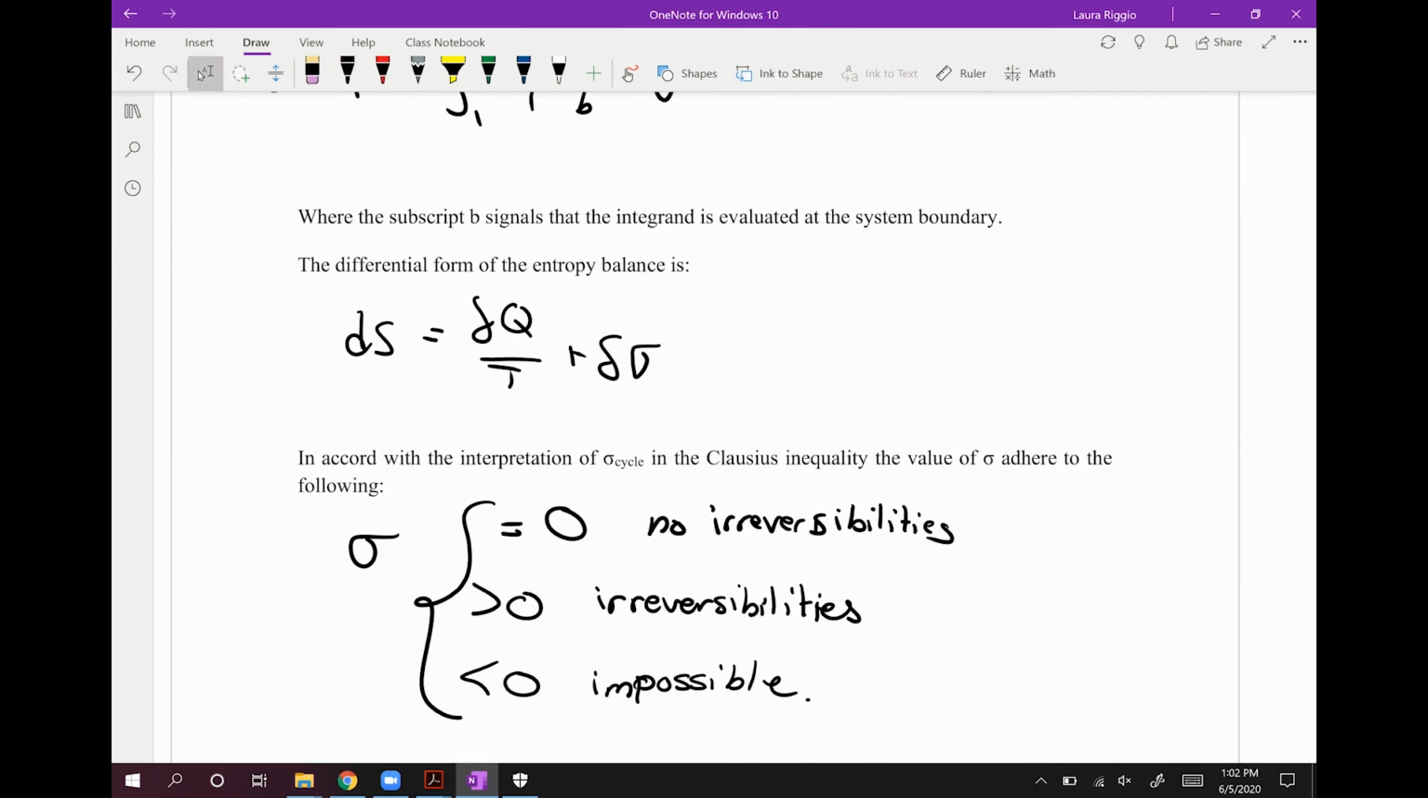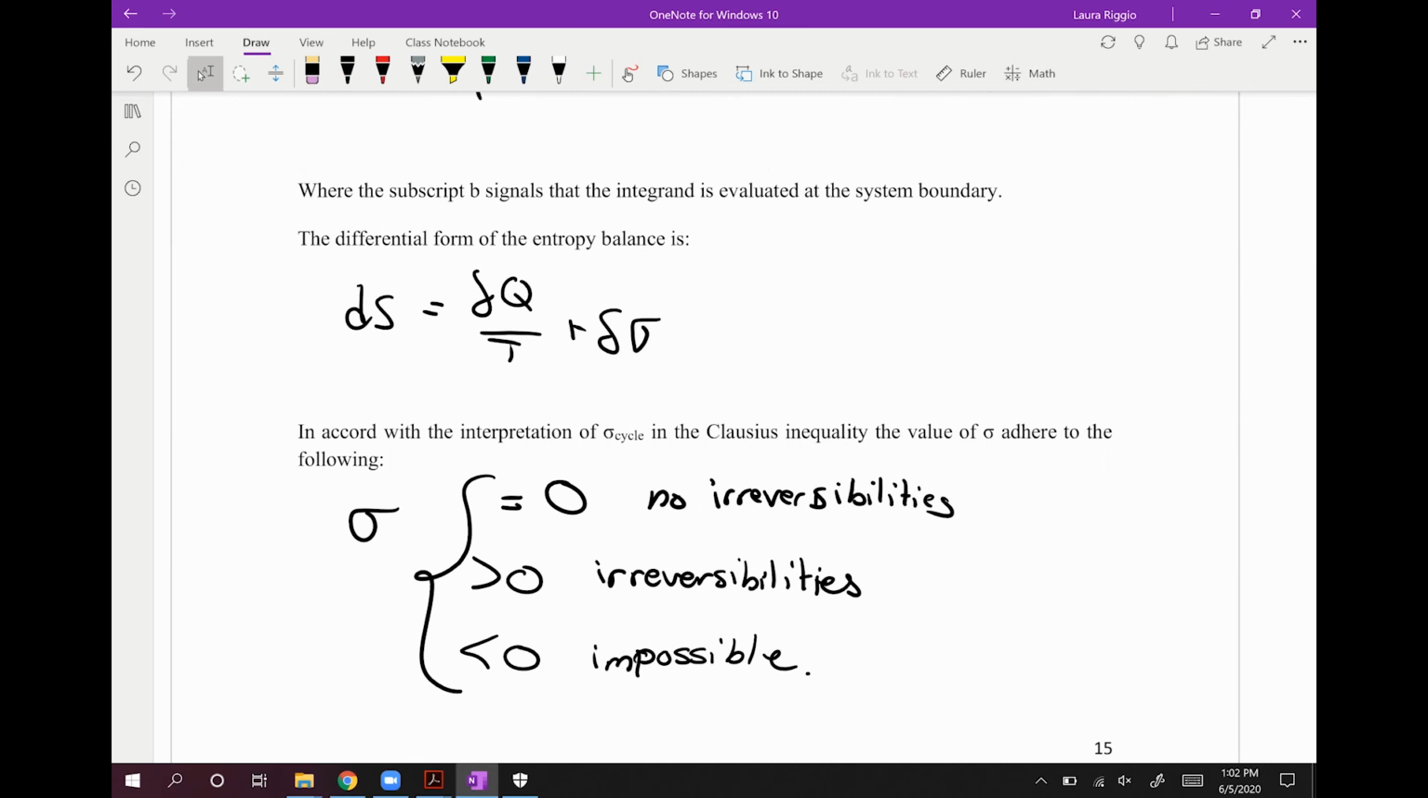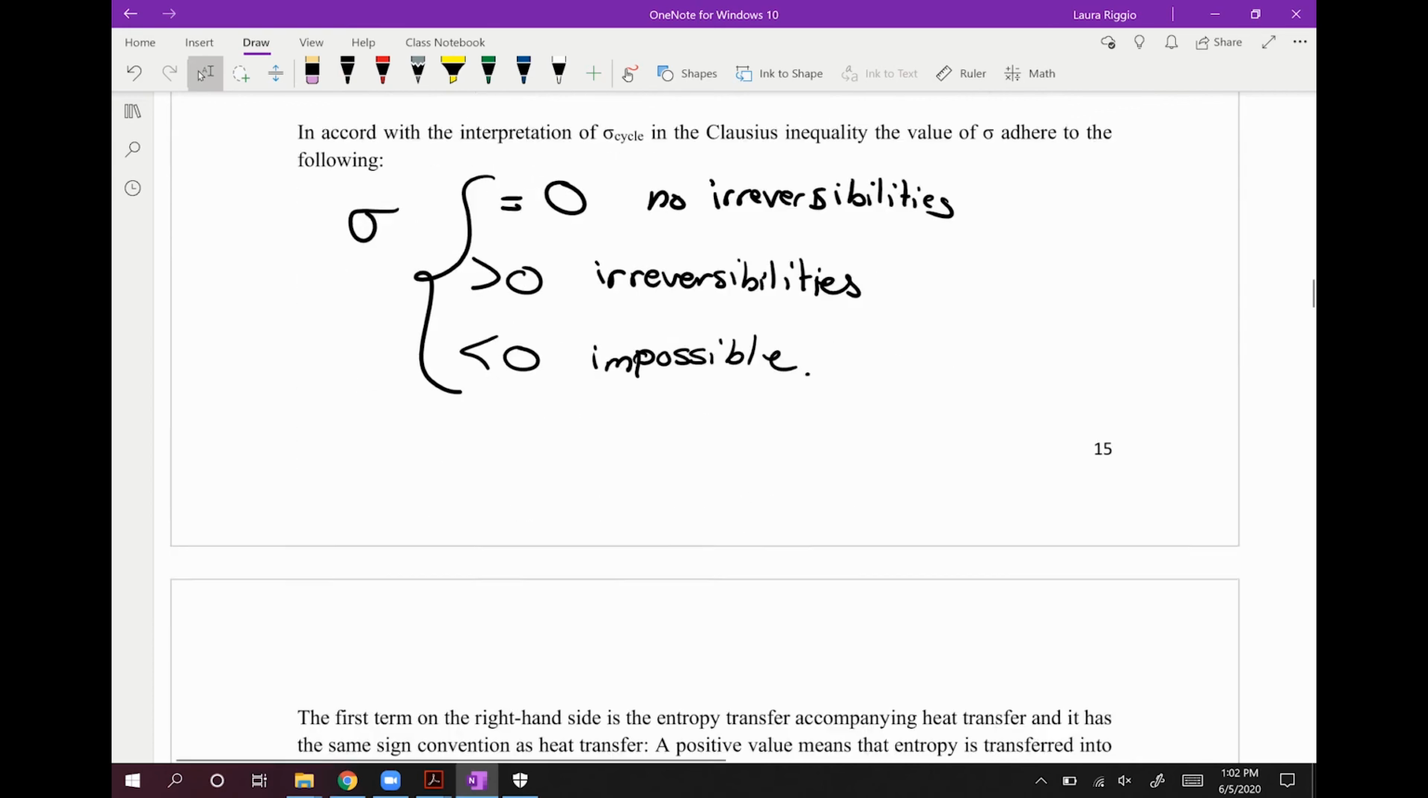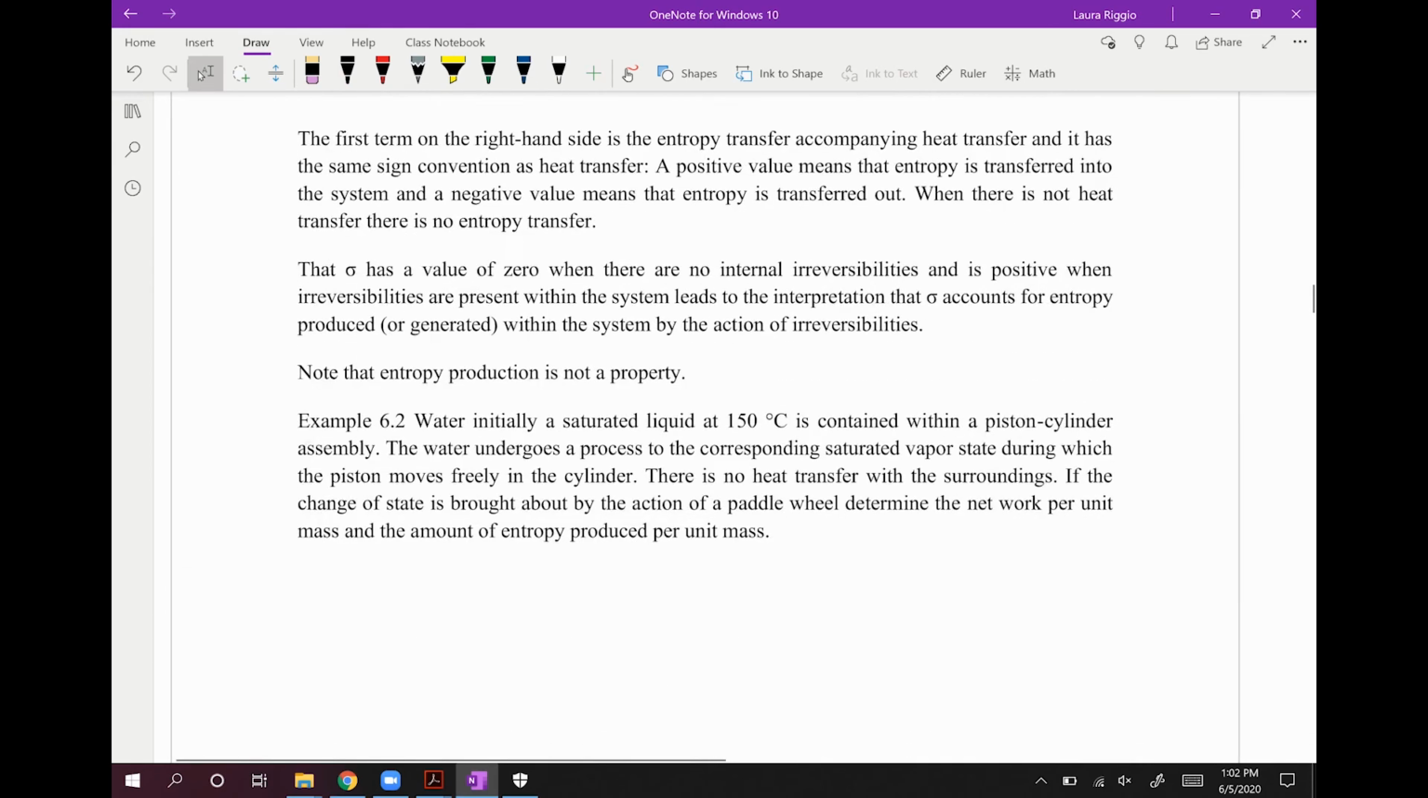In accordance with the interpretation of sigma cycle from the Clausius inequality, if sigma equals 0, there's no irreversibilities. If sigma is greater than 0, there's irreversibilities. And a sigma less than 0 is impossible.